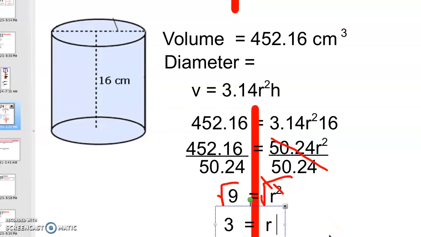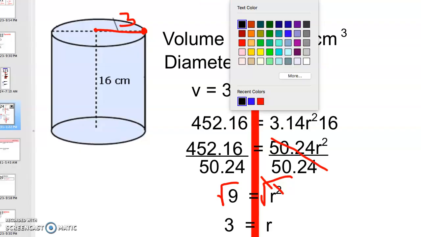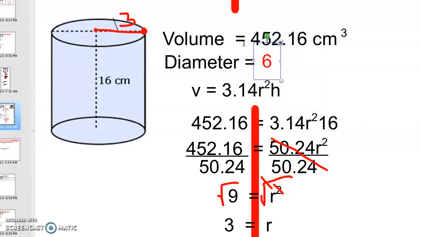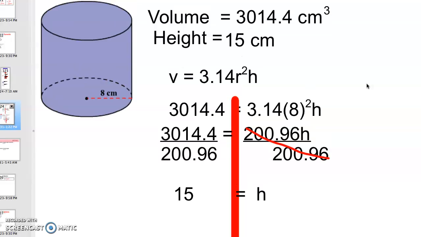Still not done. If the question asks you for your radius, then you're done. It's 3 centimeters. However, it asks you for your diameter. And you know diameter is twice the amount of the radius, right? So from here to here, this is your radius. Radius is half of the circle. It's asking for the diameter. So the radius is 3, so that means the diameter is 6. So the diameter is 6 centimeters. Okay. Now we're all finished.